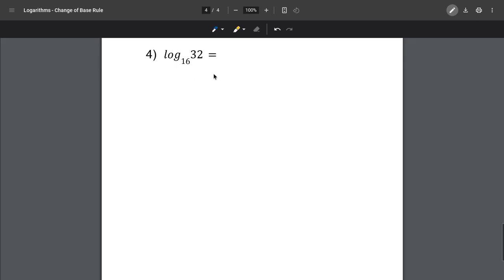We have log base 16 of 32. So I'm going to write this as the log. And I want to pick a base that I multiply by itself enough times to get both 16 and 32, and that number is 2. So I do log base 2 of, not 16, but 32 over log base 2 of 16.